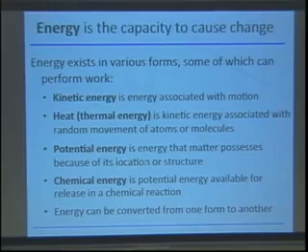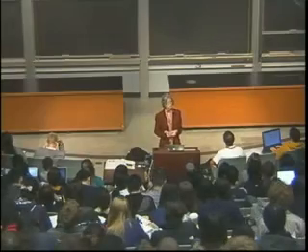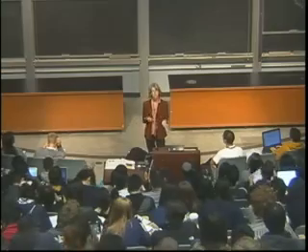There's potential energy, that is energy possessed by matter because of its location or its structure. And then there's chemical energy, which is, again, potential energy, but it's available for release in the context of a chemical reaction. And very importantly, energy can be converted from one form to another. It can't be created, right, but it can be converted from one form to another.